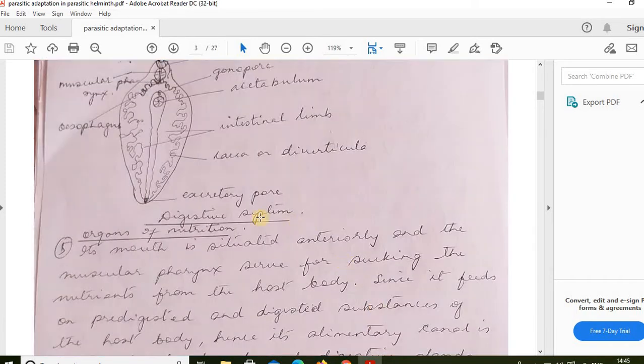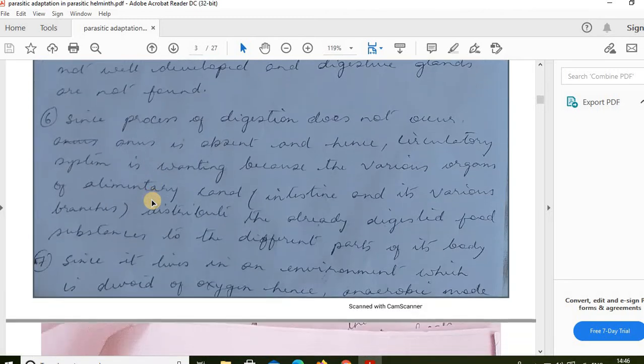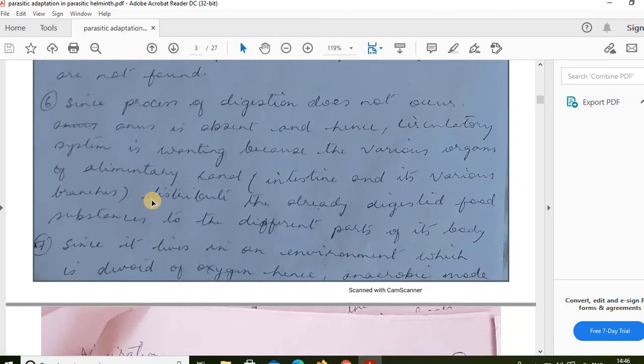Okay, so in this way they have the intestinal branches, the caeca or diverticula, so they distribute food through these caeca or diverticula to all parts of the body. And the mesenchyme helps with excretion and also circulation in the middle part of the body.